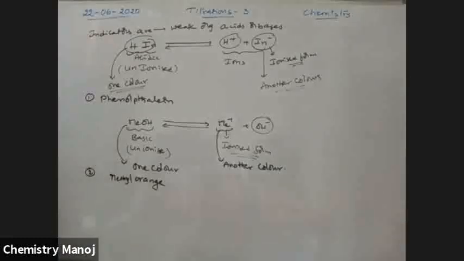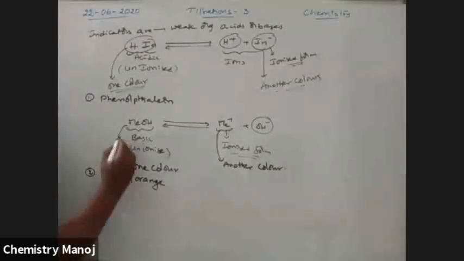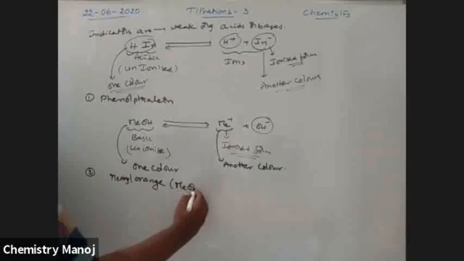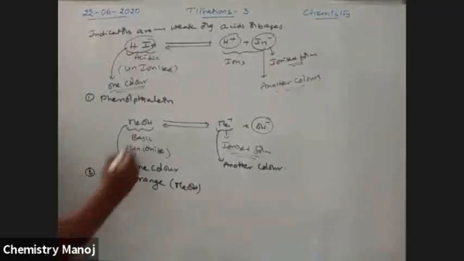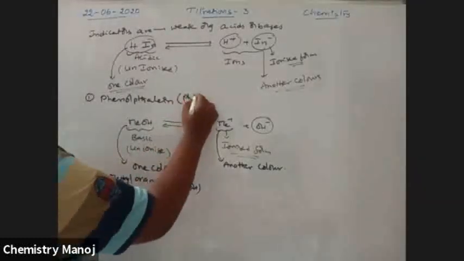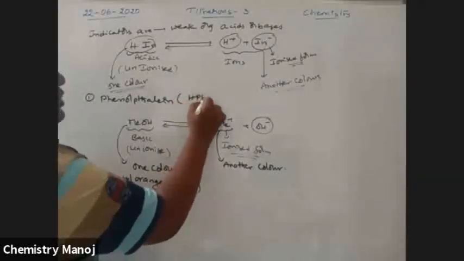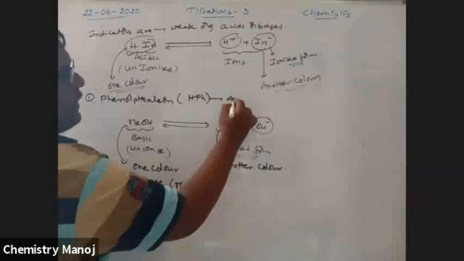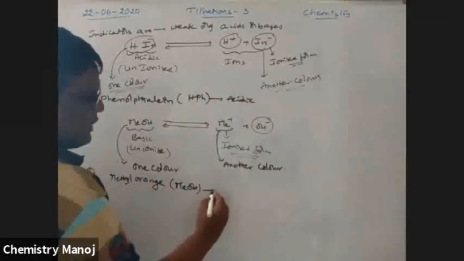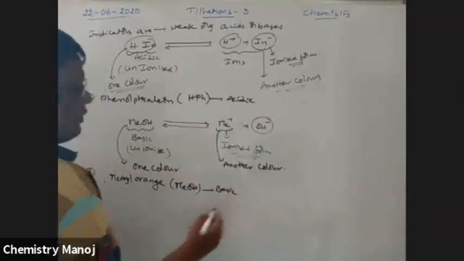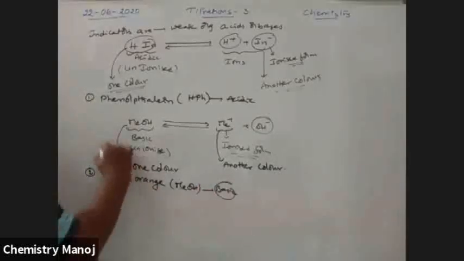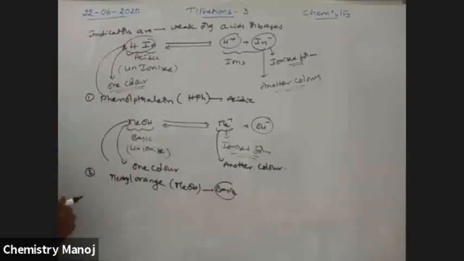Phenolphthalein and methyl orange. These are the most frequently used acid-base indicators. Methyl orange is indicated with MeOH. Phenolphthalein is indicated with HPh. That means it is an acidic indicator. It is a basic indicator. So this is ionized like this.